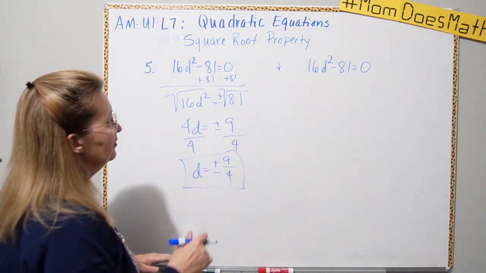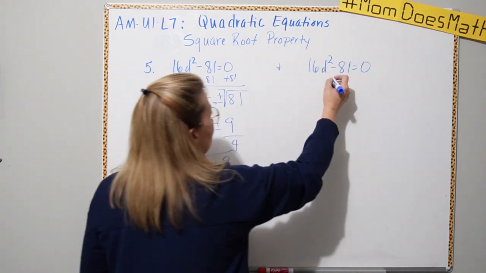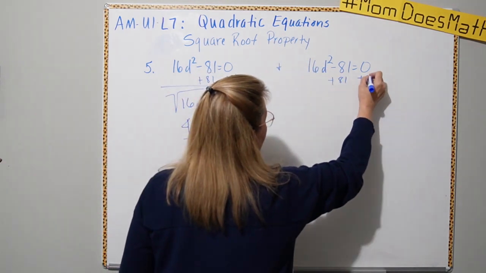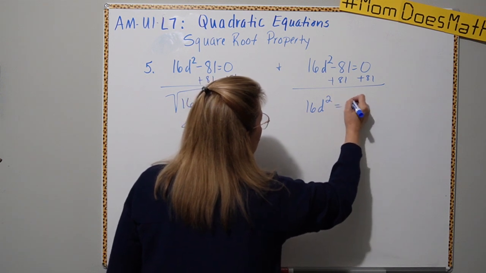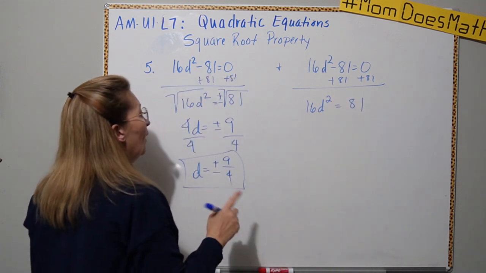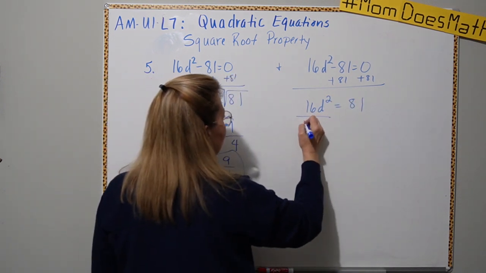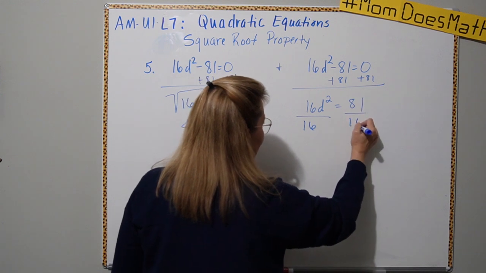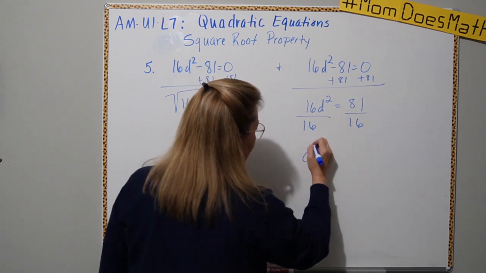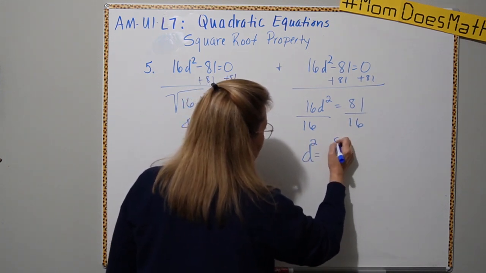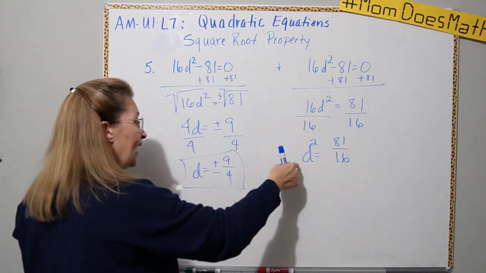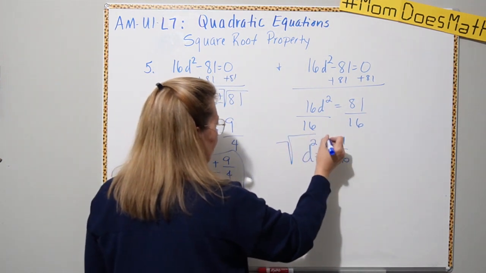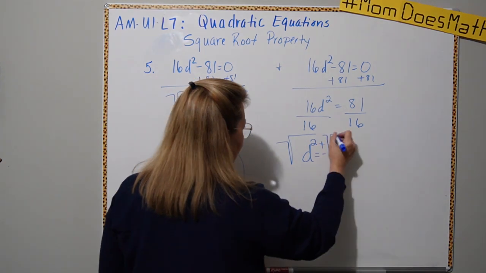Would you still get the same answer? Now, to use the square root property, we're still going to add the 81 to each side. But once we get it in that format, what if I decided to divide both sides by 16 first, so that I get d squared is equal to 81 over 16? That's fine. Now let's take the square root of each side, and this will be plus or minus over here.